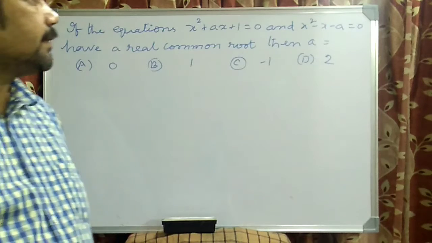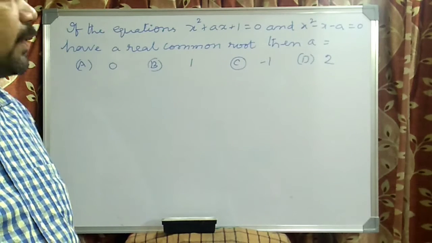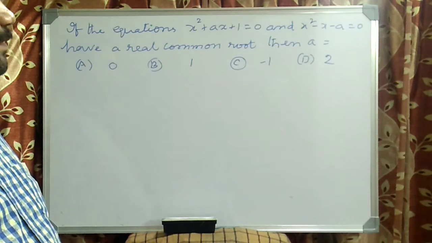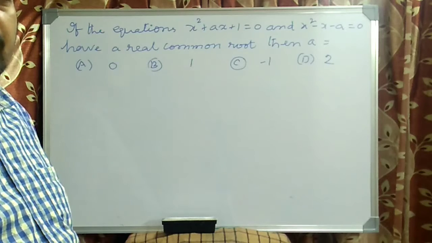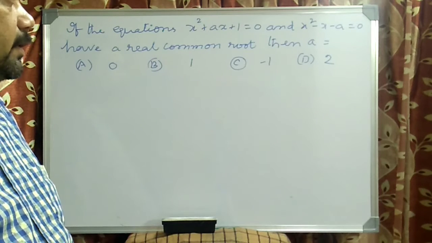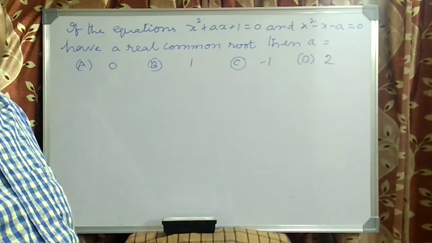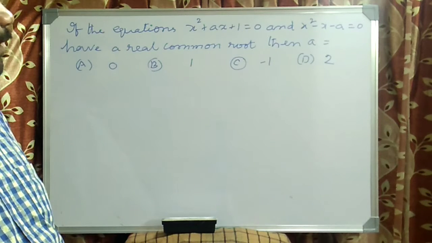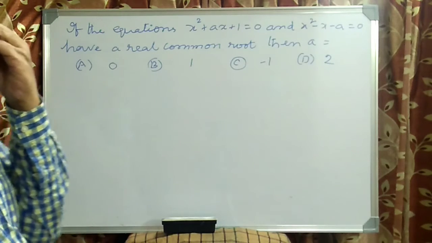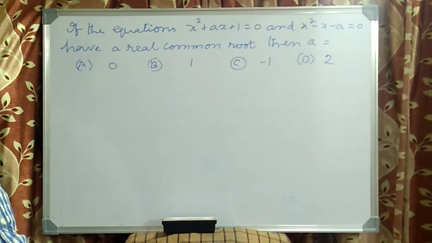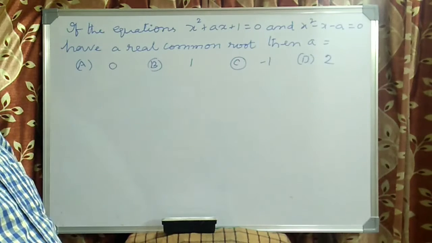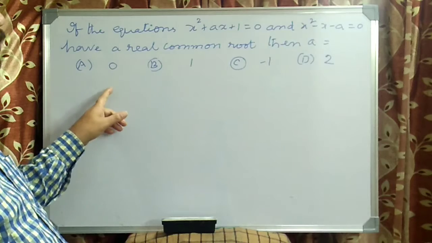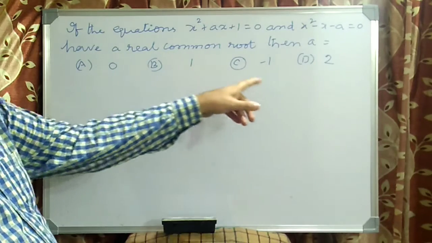So the question is, if the equations x square plus ax plus 1 is equal to 0 and x square minus x minus a is equal to 0 have a real common root, then a is equal to dash. Your options are 0, 1, minus 1 and 2. In this problem I am not going to use any method. It will be very beneficial for you if you try to substitute the values for a from the given options.